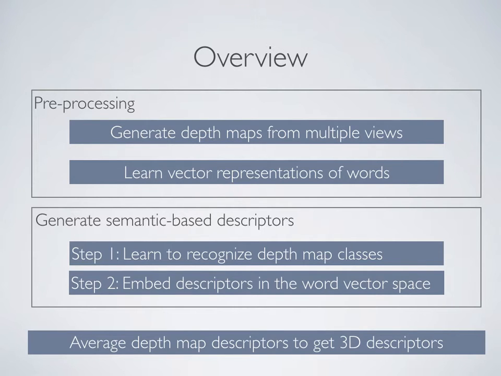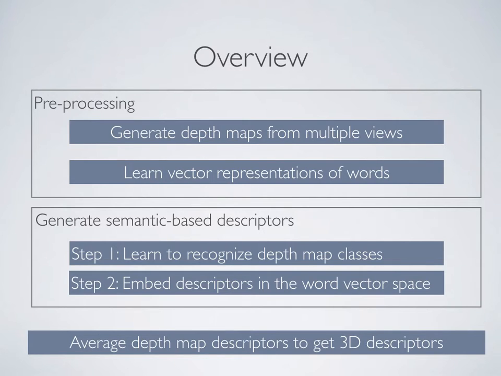We want to generate 3D shape descriptors that fit into a semantic space. We first need to do some pre-processing. We must compute the shape's depth maps from multiple viewpoints, and we must also learn a vector representation of words. Then we proceed in two steps. We first learn to recognize depth map classes, and then we learn to generate, for a given depth map, a descriptor that is similar to its label vector representation in the semantic word space. Finally, we average the descriptors for all the depth maps into a single 3D shape descriptor in the semantic word vector space.